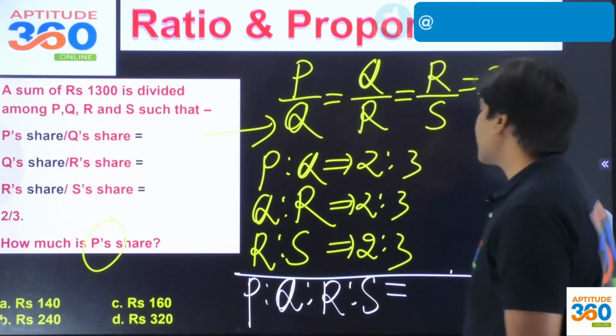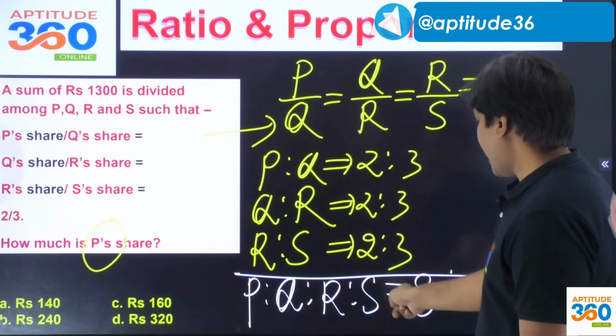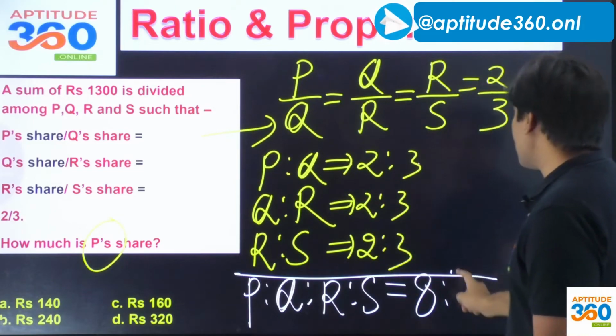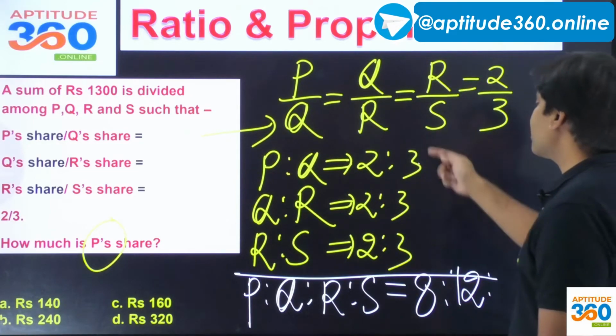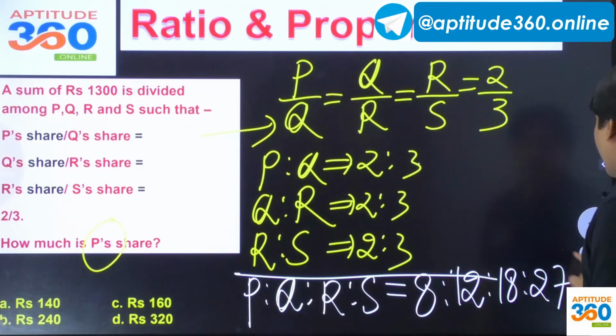This comes out as 8. And then this is what? 2 into 2 into 2, 8. Then 3 into 2 into 2, which is 12. And then 3 into 3 into 2, this is 18. And then 27. Arey, the work is done.